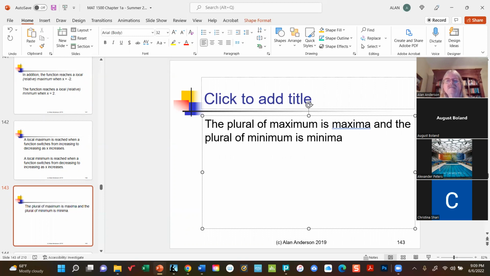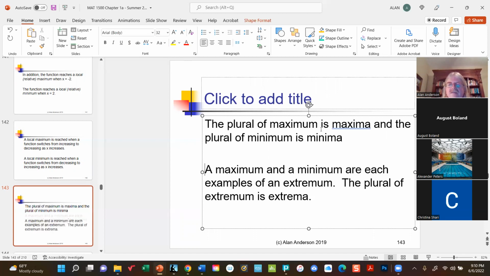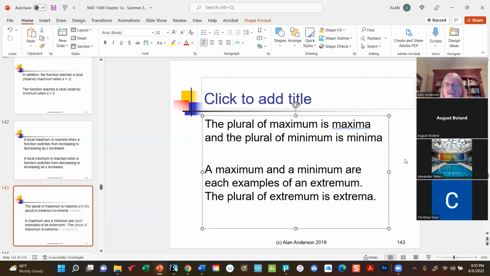Let me rewrite that slightly. A maximum and a minimum are each examples of an extremum. And then the plural of extremum is extrema. So in other words, the maximum and minimum are both examples of an extremum. And when you pluralize it, you just switch to A. And that's because these are Latin words. Just want to throw that out there. Extremum is the general word that means both a maximum or a minimum. And then you pluralize it by switching the U to A.